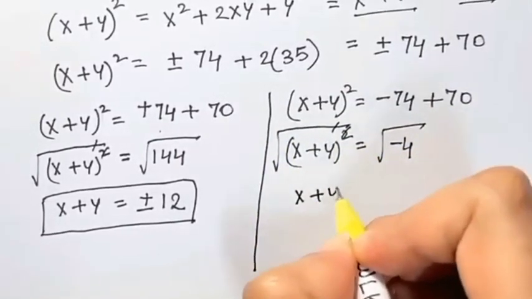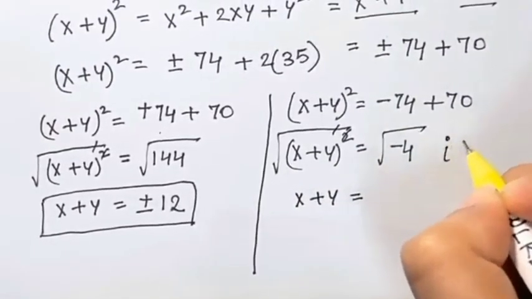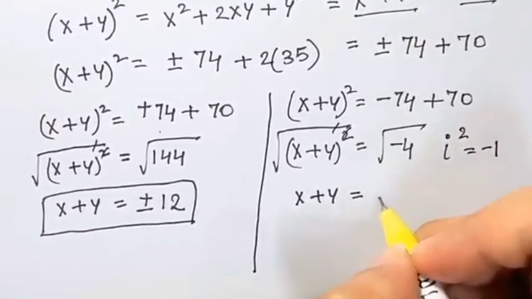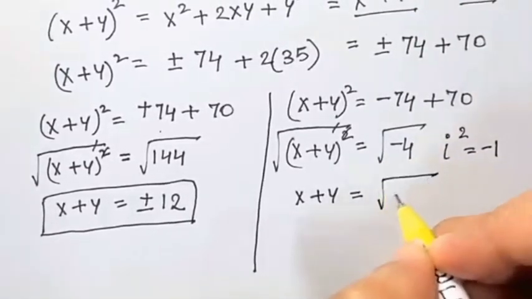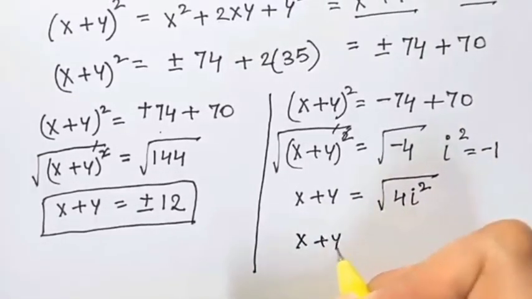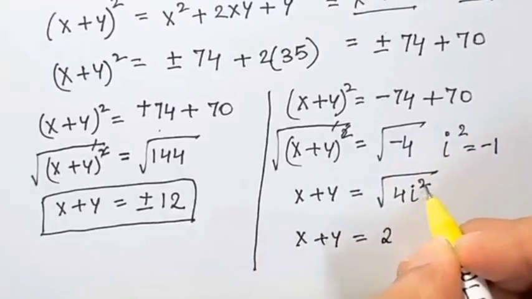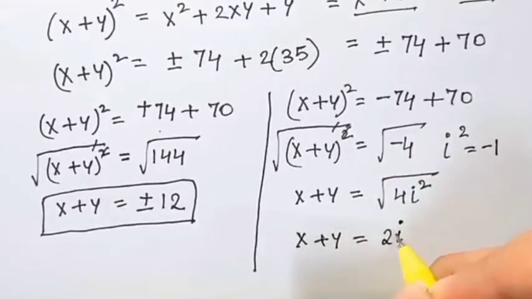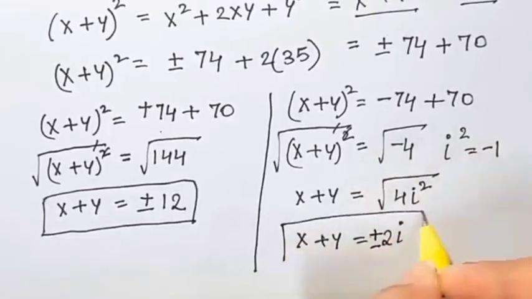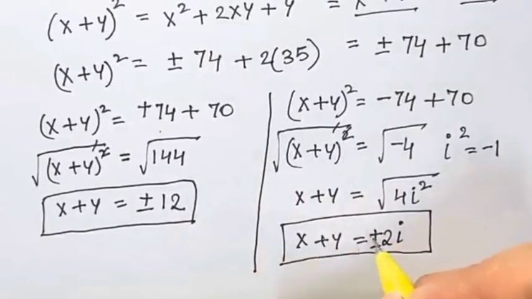So I have x + y is equal to, as we know that i² is equal to negative 1, I'm going to put that under the root: the square root of 4i². So x + y is equal to the square root of 4, which is 2, times i², so the square root and the square get cancelled. I'm left with 2i, that is plus or minus 2i. And that's our four solutions: plus 12, minus 12, and plus or minus 2i.